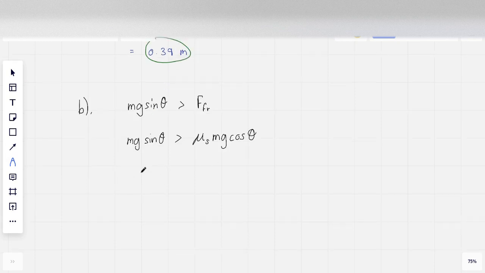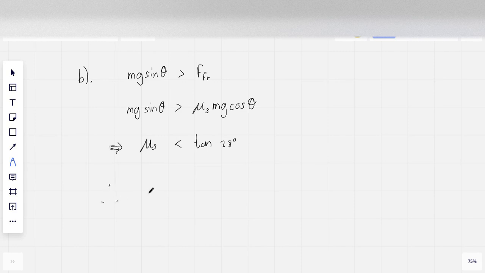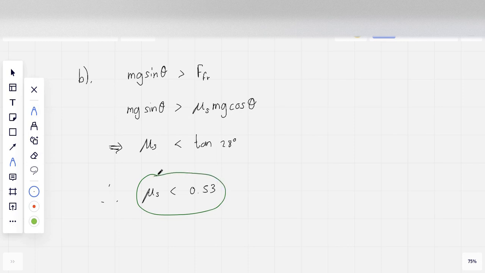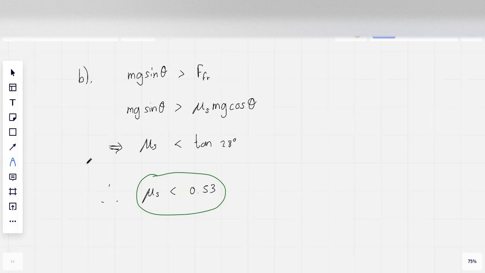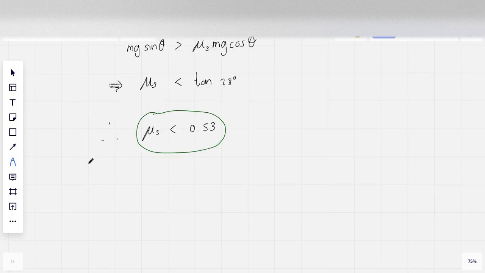And so rearranging this, we see that the coefficient of static friction, mu s, must be less than the tan of 28 degrees. And therefore, the coefficient of static friction has the restraint that it has to be less than 0.53. And then we've placed a restraint on the coefficient of static friction so that the sled will slide back down after reaching its maximum distance up the slope.